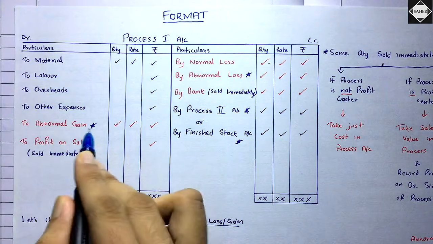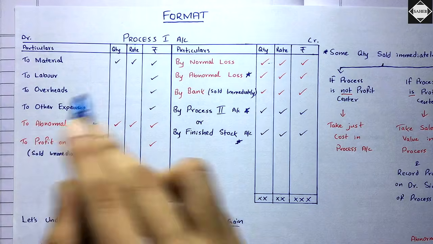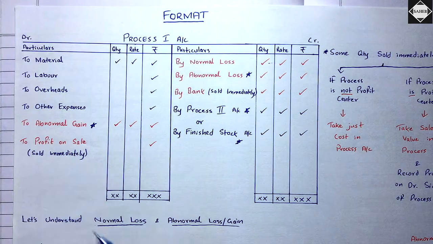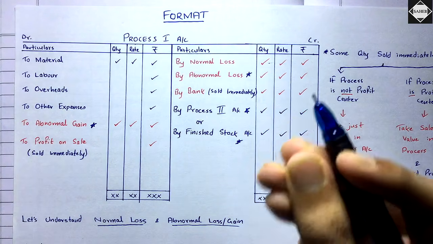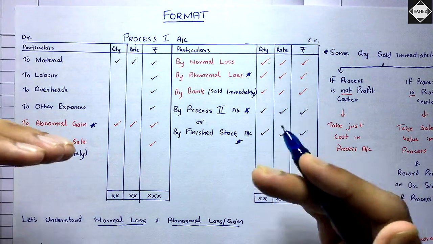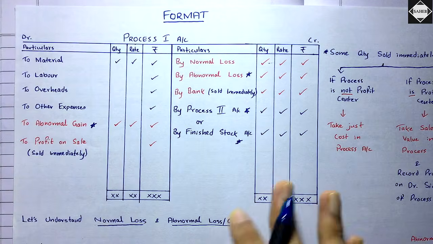And then why are abnormal gain and profit on sale coming on the debit side? That's because abnormal gain is opposite to abnormal loss. That's why it's coming on the debit side. And profit on sale, what is this? Whatever output you sell immediately from the process, if there is a profit, then that profit has to be reflected on the debit side so that your process account can tally. Is that clear? So that's the logic. Fine. So that's the format. Now let's get back to the question.